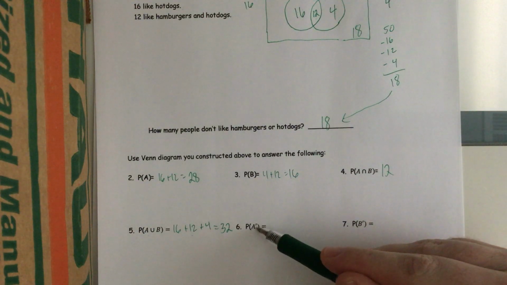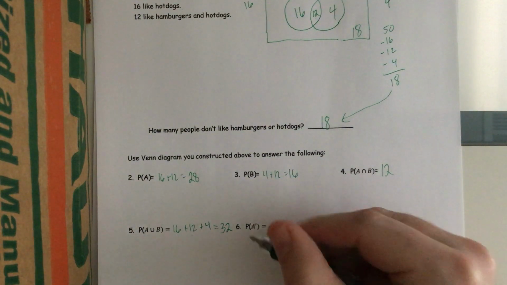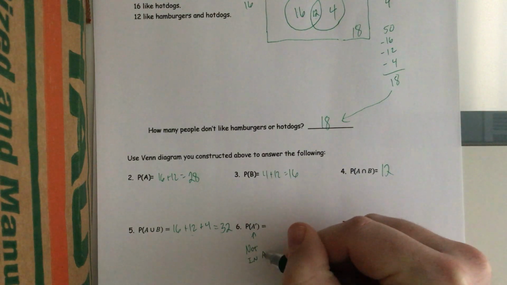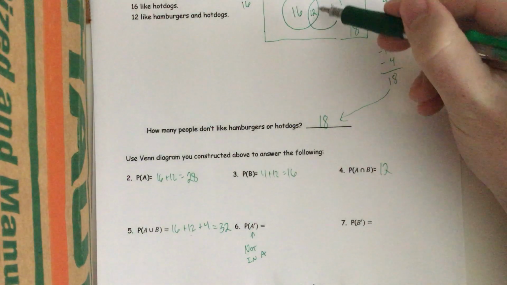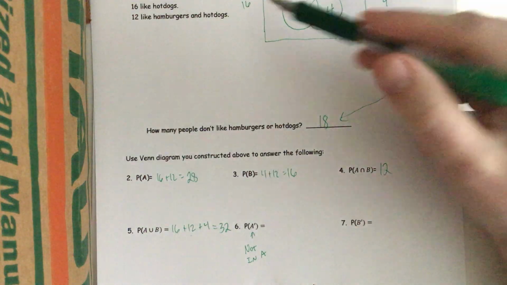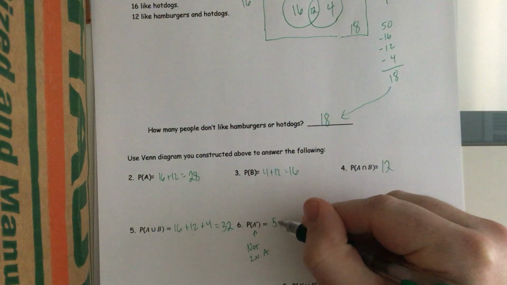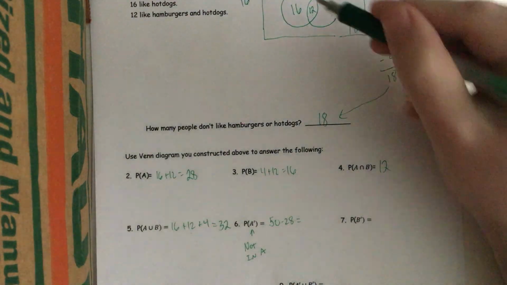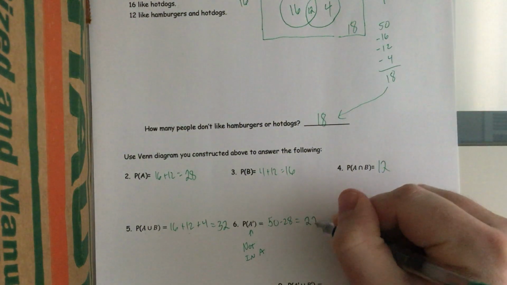This A prime, remember, this A prime is the complement. So this means everybody not in A. Well, there are 28 people in A, and we had 50 people total. So this is just 50 minus 28. It's all the people who don't like hamburgers, all the people who aren't in set A. That's going to give me 22.